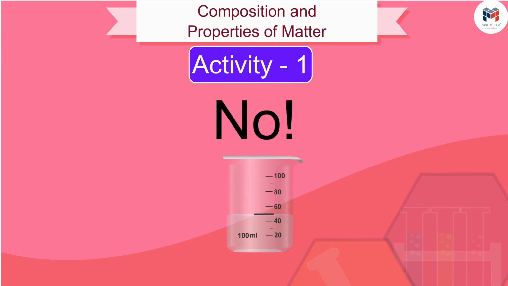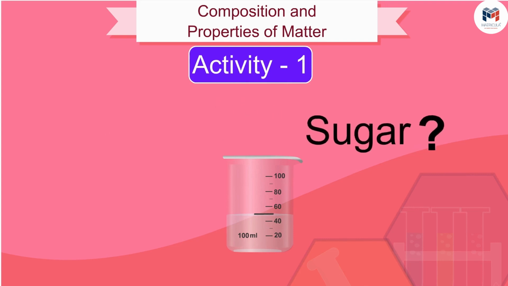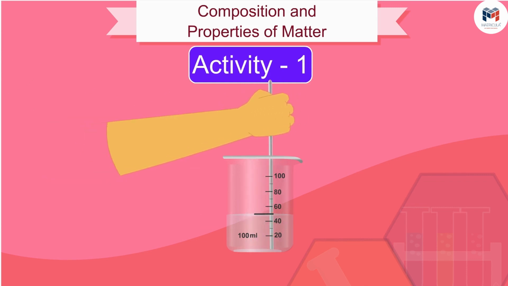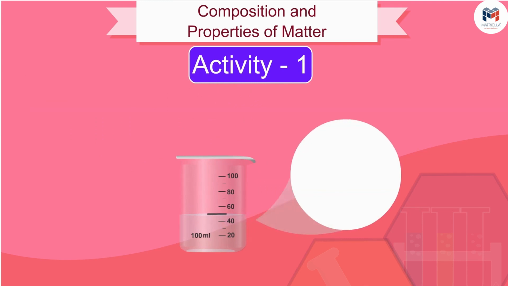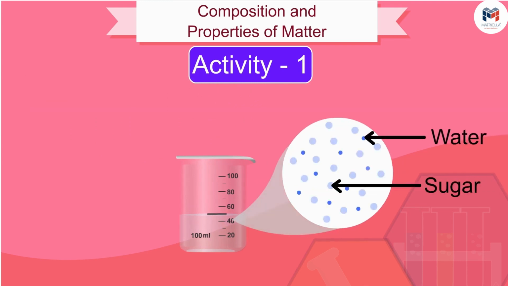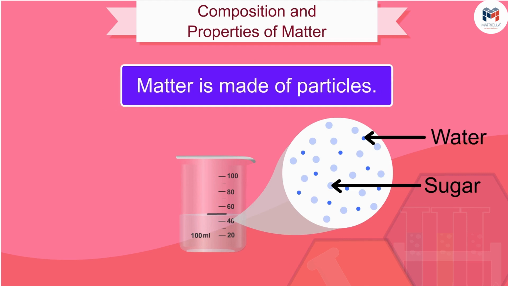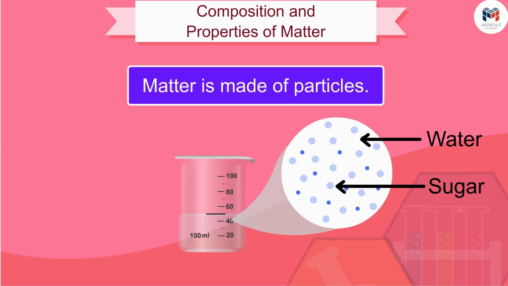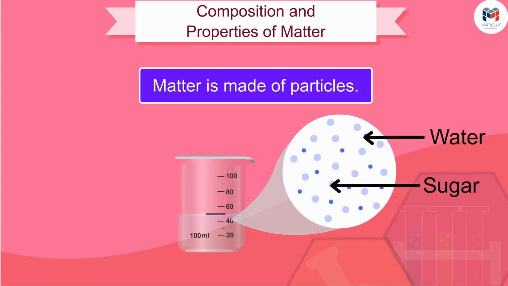No. How did this happen? What happened to the sugar dissolved in the water? When we dissolve sugar in water, the particles of sugar get into the spaces between the particles of water. From this activity, we can conclude that matter is made of particles. We have come to know that matter is made of particles.